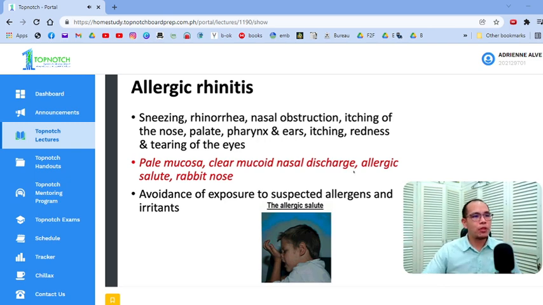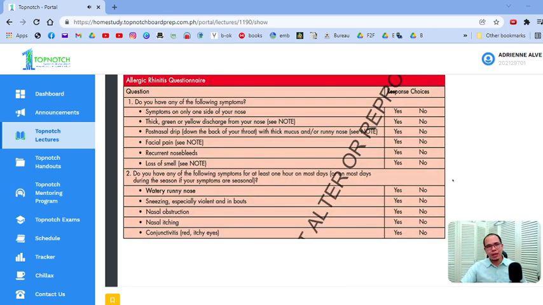Okay, so immunotherapy. So, this is from the ARIA guidelines, 2019, if I'm not mistaken. So for patients presenting with rhinitis, lalo na pag chronic yan, there are questions that you can ask which will point you if this is more likely to be allergic in origin or not. So for example, these symptoms over here: unilateral symptoms, thick greenish discharge, postnasal drip, facial pain, nose bleeding, and loss of smell. These symptoms are not common in allergic rhinitis.